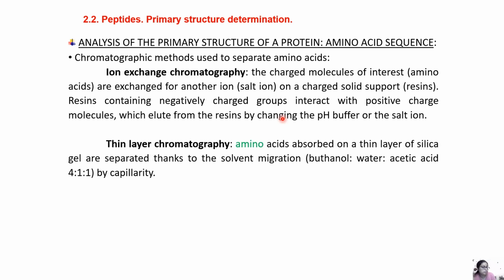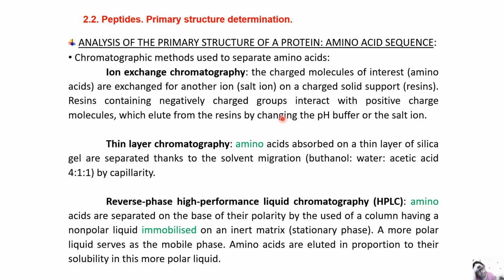For thin layer chromatography, amino acids are adsorbed on a thin layer of silica gel and are separated based on the solvent migration. As in the case of reverse phase high performance liquid chromatography, the amino acids are separated on the basis of their polarity by the use of a column having a non-polar liquid immobilized on an inert matrix as the stationary phase. So a more polar liquid serves as the mobile phase. The amino acids are eluted in proportion to their solubility in this more polar liquid.